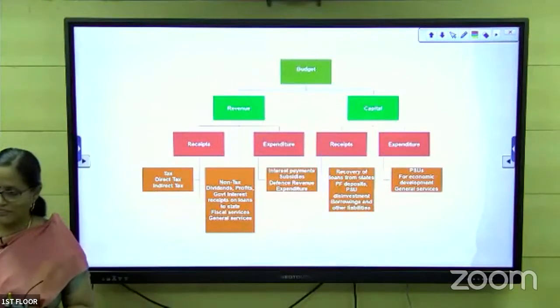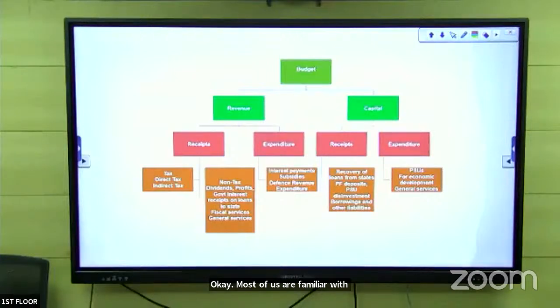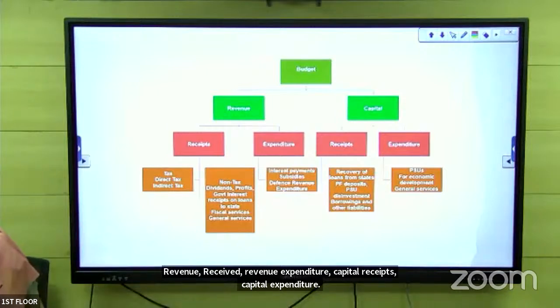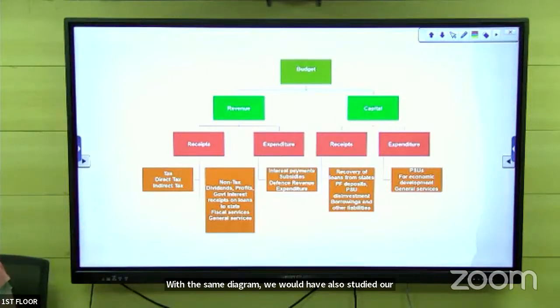Most of us are familiar with this, right? All the classroom program students, you must be familiar with this budget concept. You would have studied budget under the revenue account, capital account. You would have studied revenue receipts, revenue expenditure, capital receipts, capital expenditure. With the same diagram, we would have also studied our concepts on deficits, right?